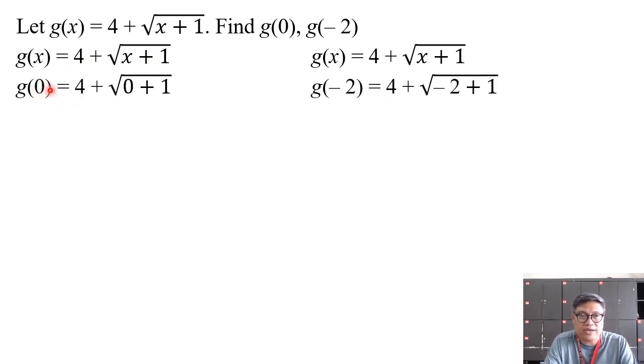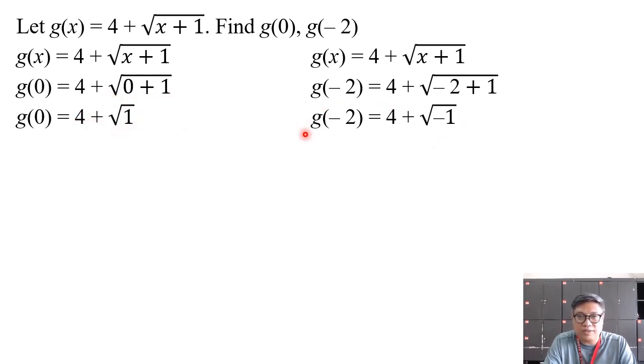So here, if I have x equals 0, then I will substitute the value of x to be 0 here. On the other side, if x is negative 2, then I will substitute x here to be negative 2. Then we are going to simplify this. So 0 plus 1 is still 1. So 4 plus the square root of 1.